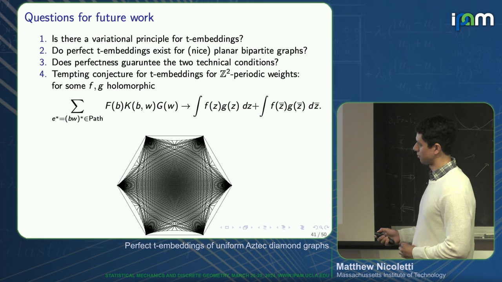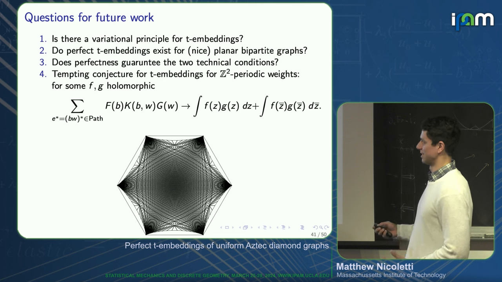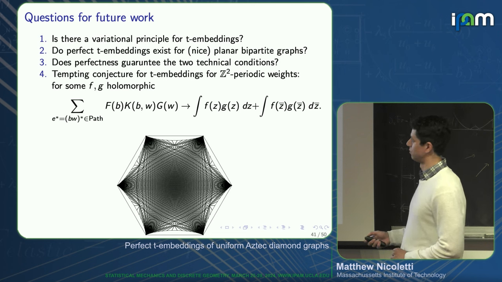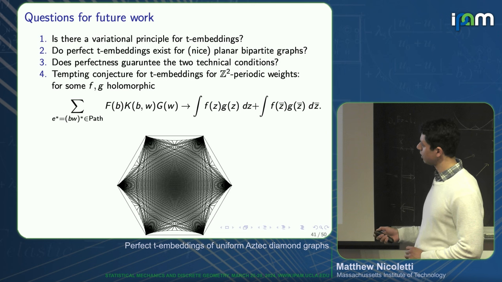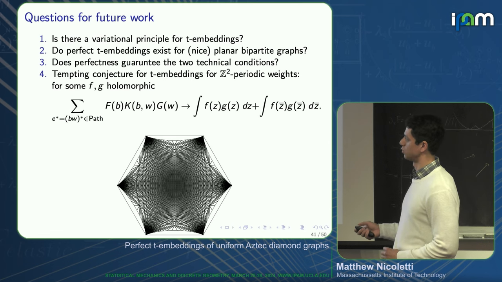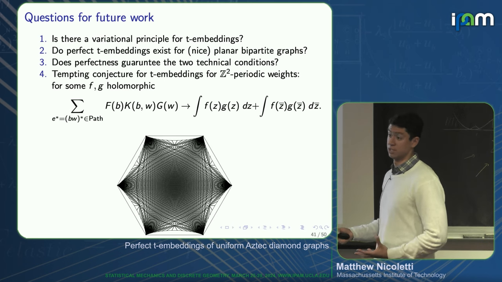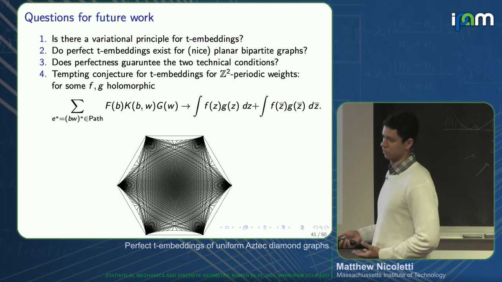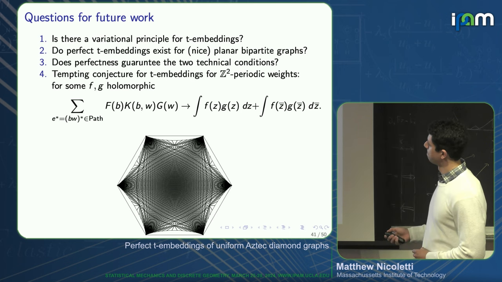And then, of course, another question, which was also brought up, is do perfect t-embeddings exist in general? It's a big question. And does perfectness actually guarantee these two regularity conditions? Is perfectness the right condition to impose? Is it sufficient to find perfect t-embeddings, and then do you get a general proof of GFF? Is that the right approach?